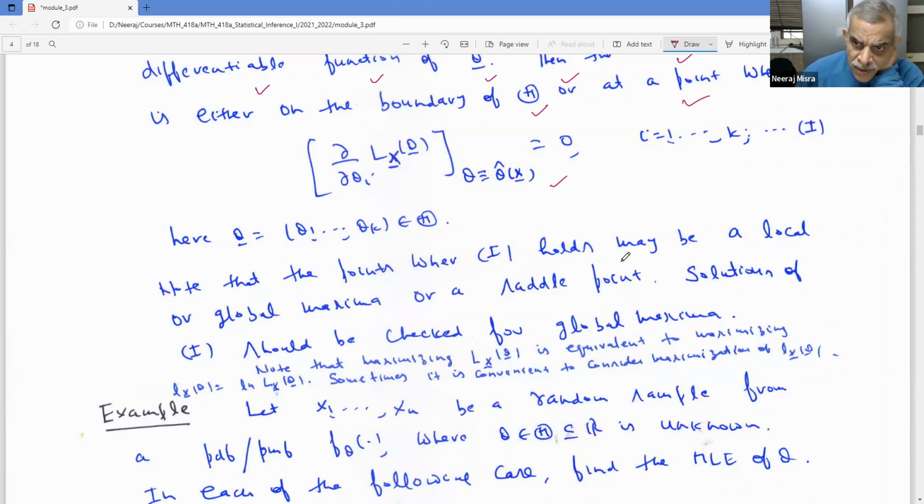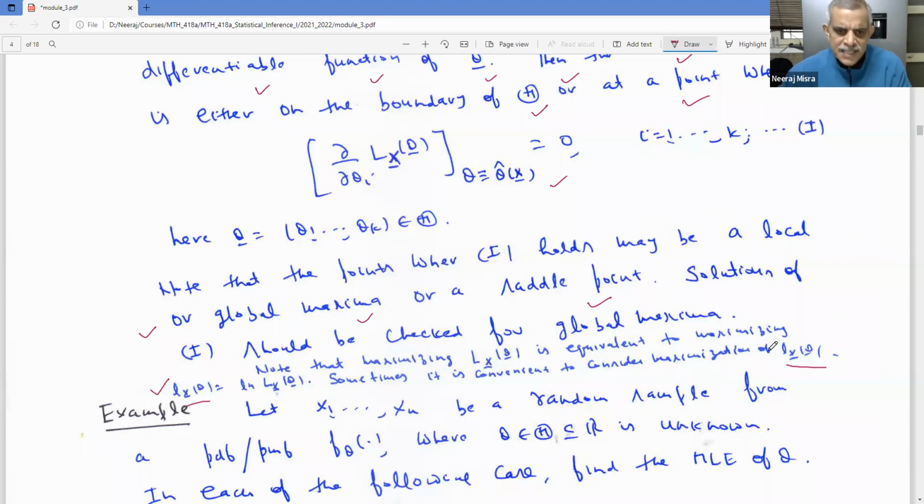Note that the points where the derivative is 0 may be a local or global maxima or a saddle point. So the solution of 1 should be checked for global maxima as well. Now note that sometimes maximizing Lx theta is same as maximizing log of Lx theta, because log is an increasing function. So whether you maximize Lx theta or log of Lx theta, they are one and equivalent thing. And log of Lx theta I denote by small lx theta. So sometimes it may be more convenient to maximize log of the likelihood function, which I am denoting by small lx theta.